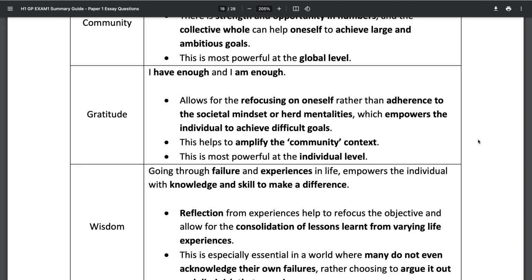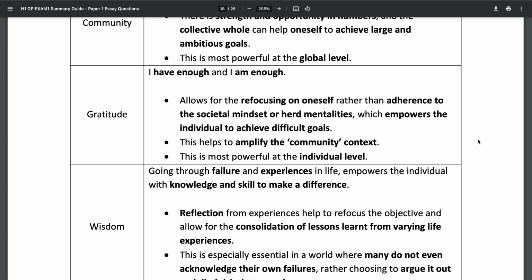Right? So when you feel like you're enough, you don't need to rely on acceptance by conforming to the norms. You don't need that because you're already enough yourself. So it empowers you to achieve your goals. It empowers you to achieve what you want to achieve and not just follow everybody else.